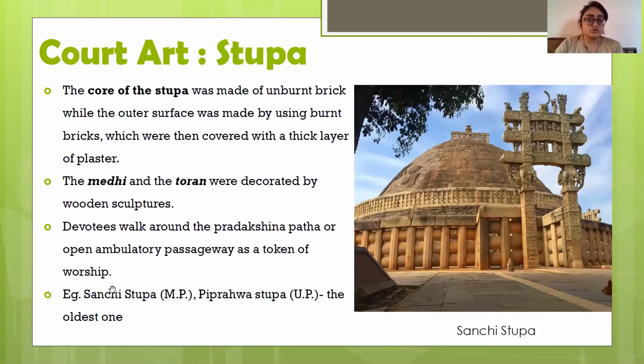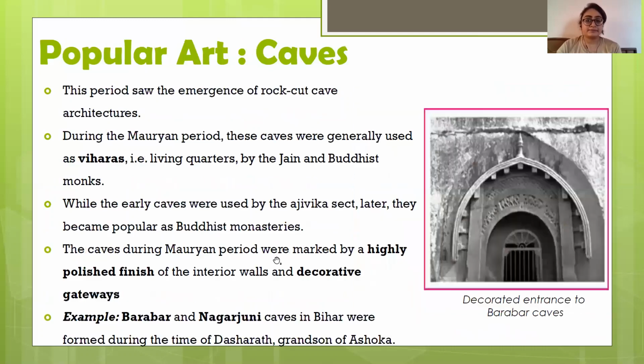Okay, some examples of stupas at the time of the Mauryas are the Sanchi Stupa in MP and the Piprahwa Stupa in UP. The Piprahwa Stupa is the oldest one. Though the Sanchi Stupa is the most famous, the Piprahwa Stupa is the oldest of these stupas. Now this is the picture of the Sanchi Stupa. All right, then here we end with the court art.